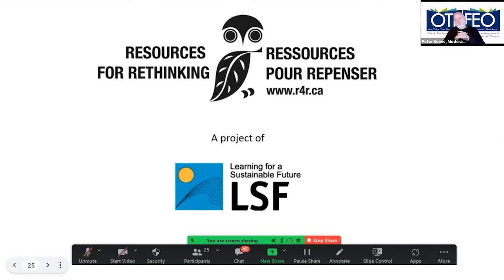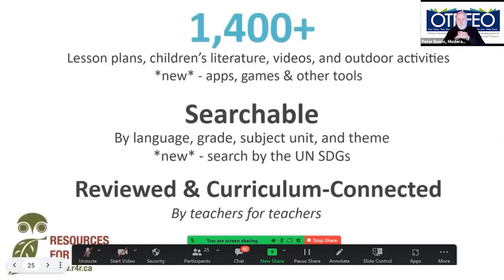So we created R4R. This is a database that is 100% free to access, and it has over 1,400 resources on there. We have many different kinds of resources. We have lesson plans, children's books, videos, outdoor activities, and we've recently added a new category for things like apps, games, websites, and other. The database is fully searchable.